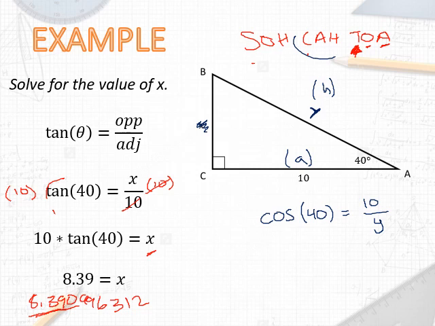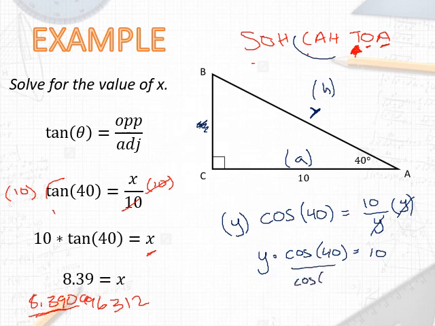So be aware, if the variable is underneath the fraction like this, you're actually going to multiply by the variable. This is usually what we don't do. We usually leave the variable alone and undo everything else that's happening. But when the variable is in the denominator, you need to get it out of there. So you multiply by y on both sides, so they cancel. I get y times cos 40 is equal to 10. Then I divide by cos 40 on both sides to get y on its own. So now it just becomes a regular algebra problem, and y is equal to 10 over cos 40.